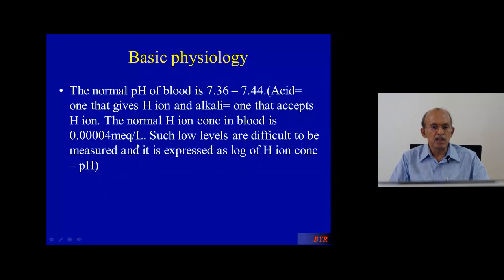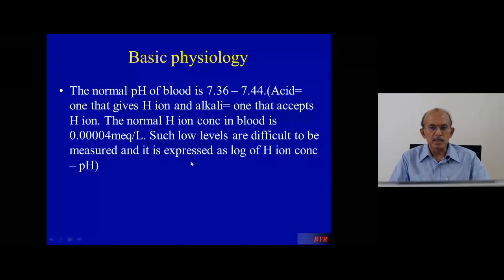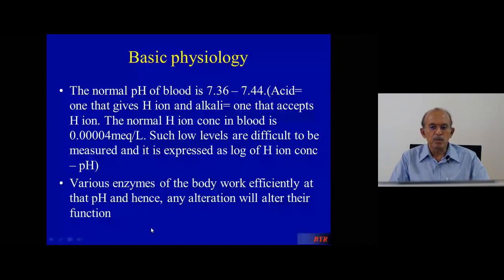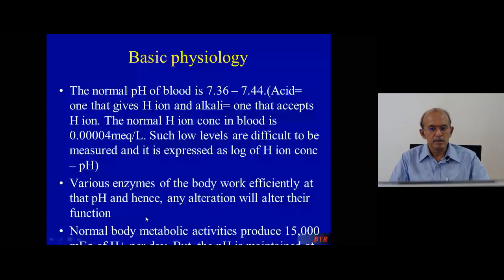0.0000404 milliequivalents per liter. Such low levels are difficult to measure and are expressed as the log of H ion concentration, that is pH. Enzymes of the body work efficiently at that pH, and hence any alteration will alter their function. Normal body metabolic activities produce about 15,000 milliequivalents of hydrogen.